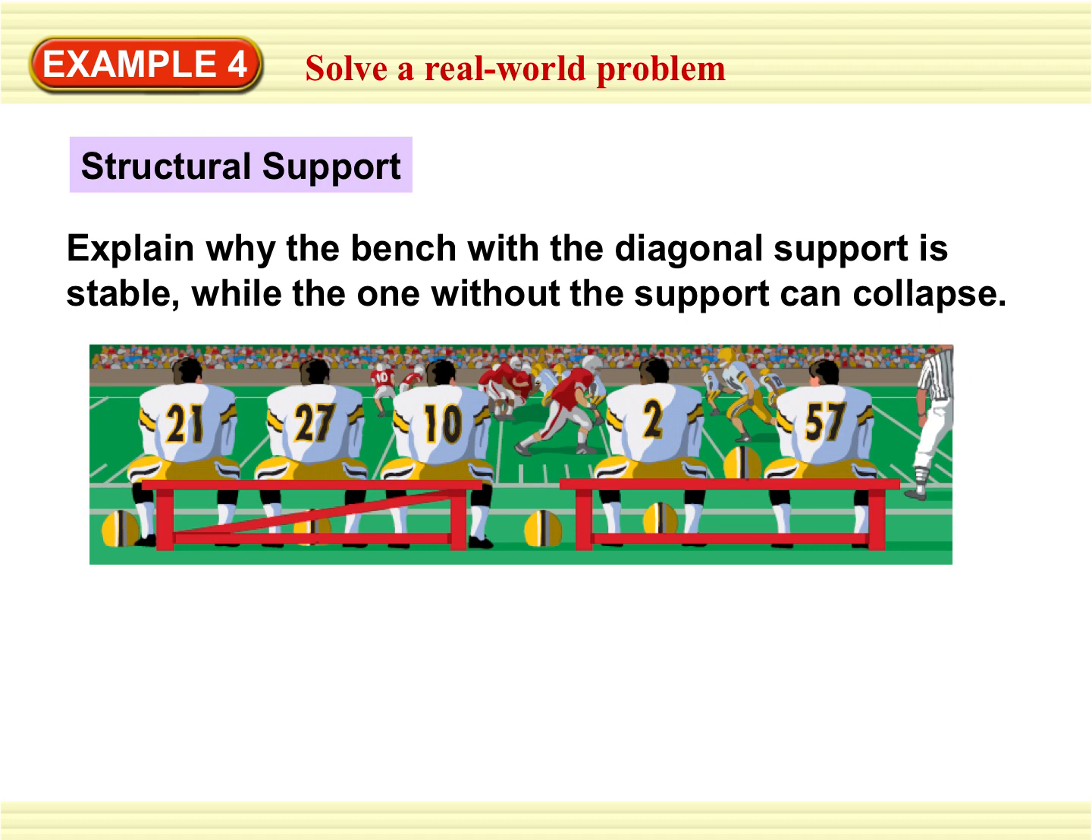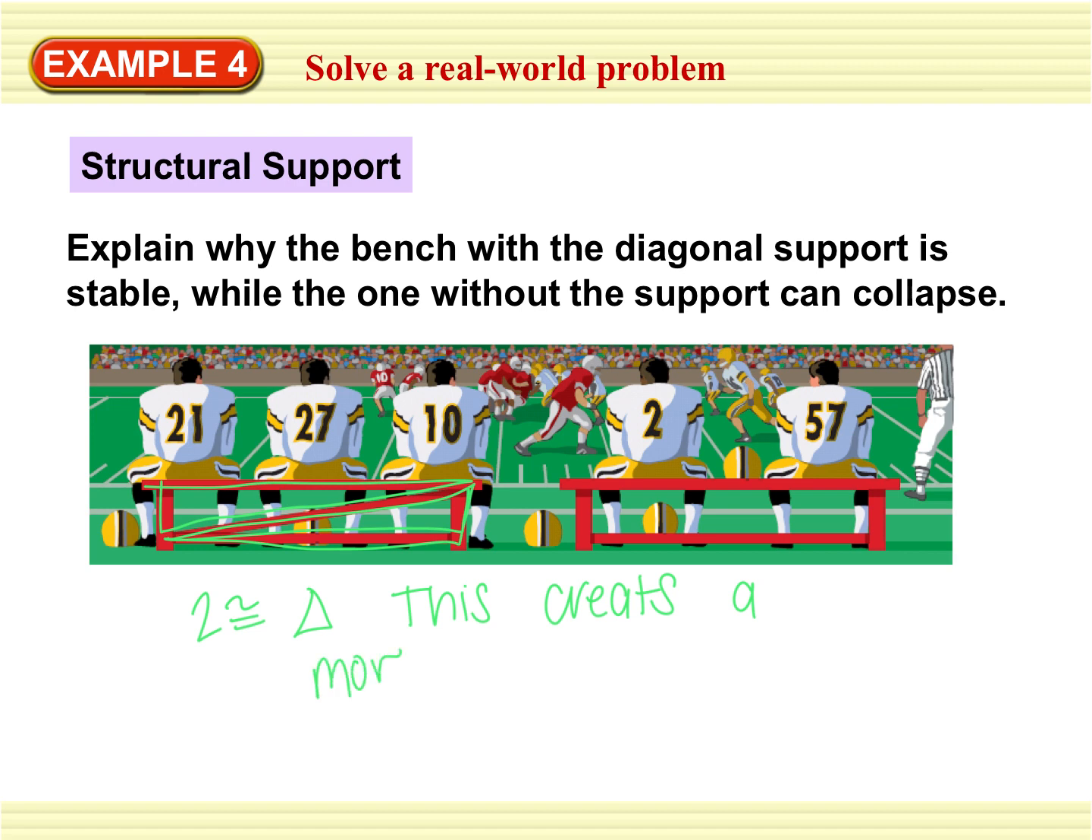So when you have two congruent triangles, okay, so here is one triangle, here is another triangle. When you have two congruent triangles, this creates a more stable bench. Okay, that's really all you have to know. It creates a more stable bench. This is going to be stable. You can move around on it. You could shake side to side, and it's not going to fall because it has that stability, that extra support in the middle.